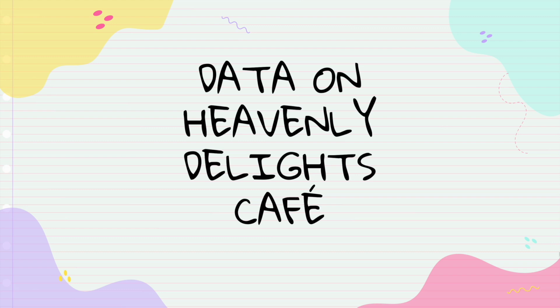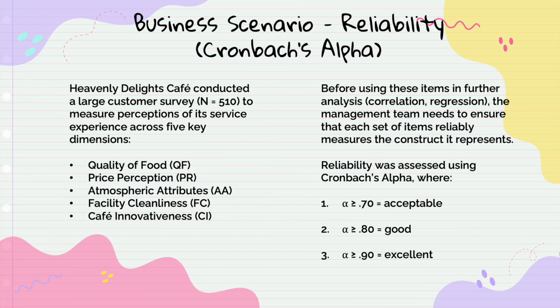Let's have a look at the data on Heavenly Delights Café. Heavenly Delights Café surveyed 510 customers using 5 service dimensions: food quality, price perception, atmosphere, cleanliness, and innovativeness. Before using these for deeper analysis, the cafe needs to make sure each set of items reliably measures the correct construct. We check this using Cronbach's alpha. Alpha above 0.7 is acceptable, 0.8 is good, and 0.9 is excellent.